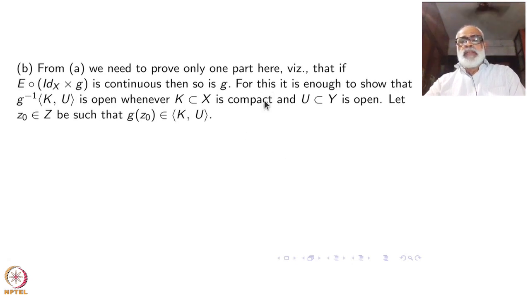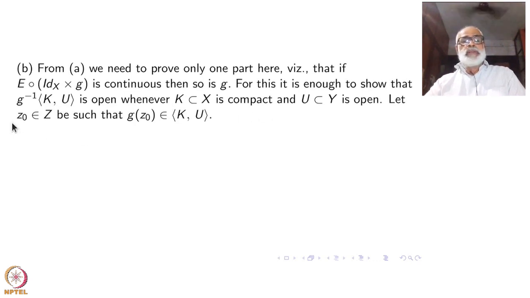Okay. For this, it is enough to show that G inverse of these basic open sets, sub-basic open sets, are open. So this is a standard method we have been following. Instead of proving that the inverse image of every open set is open, we can just take basic or sub-basic open sets. These are sub-basic open sets here. Show that G inverse of that is open. So that will show that G is continuous. So what are sub-basic open sets here? K compact, U open, then you take the bracket KU.